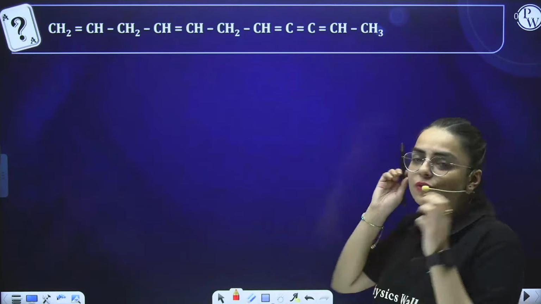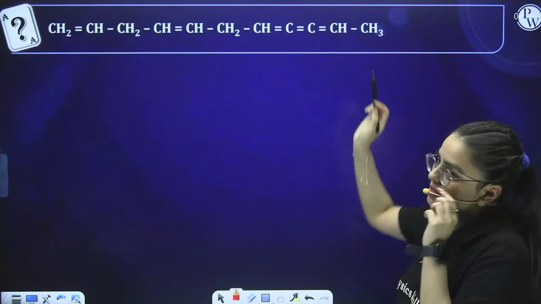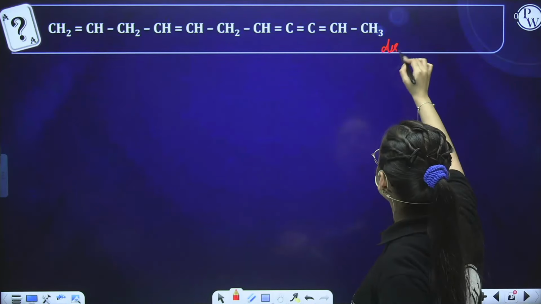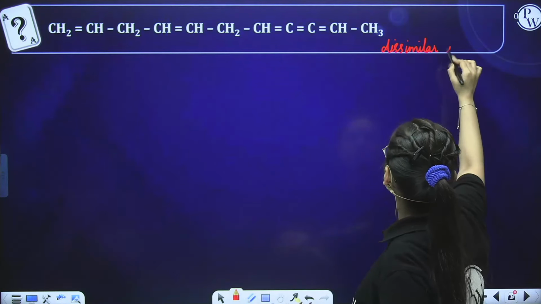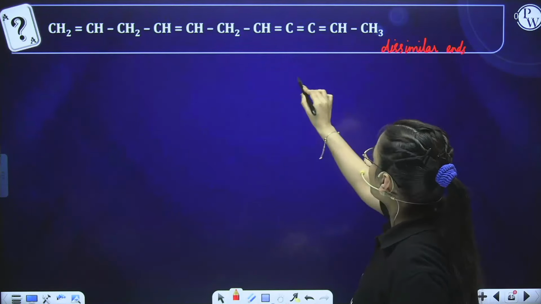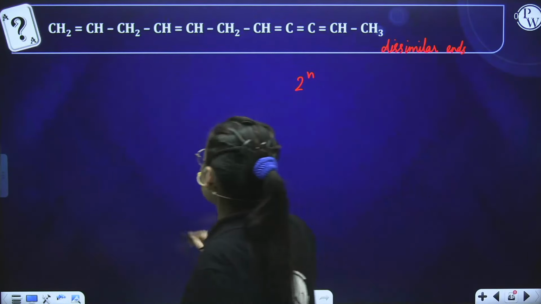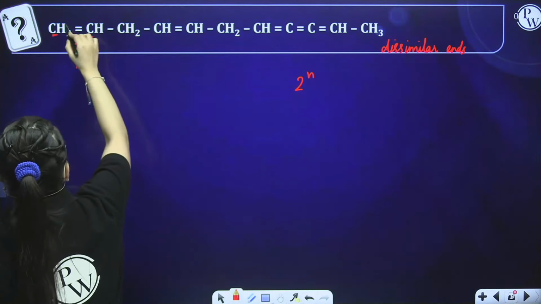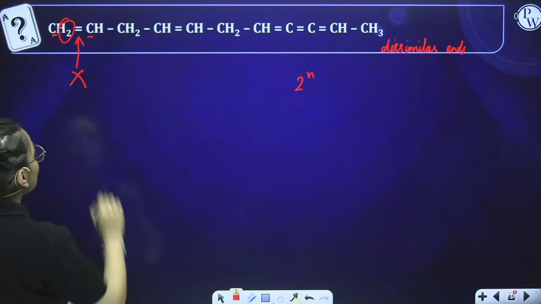Here, first of all, check if it is dissimilar or similar. So here CH2 is given, here CH3 is given. That means it is dissimilar ends because they are different. For dissimilar ends, it is the basic formula 2 raised to the power n, right? Now let us find the value for n. If we start from this side, students, this carbon is the terminal one. This has 2 hydrogen, that means same groups. Hence, it will not show geometrical isomer.